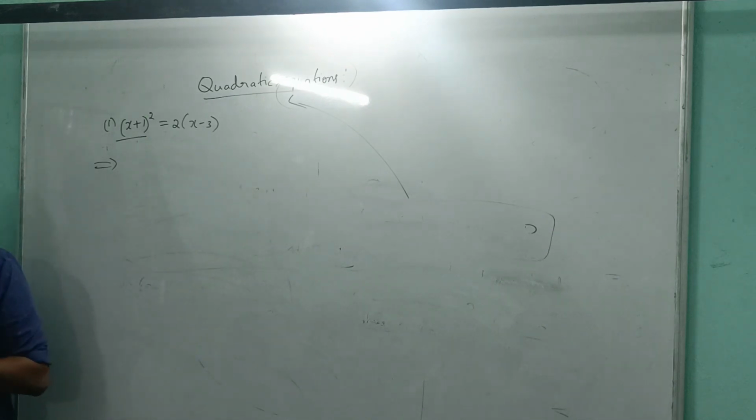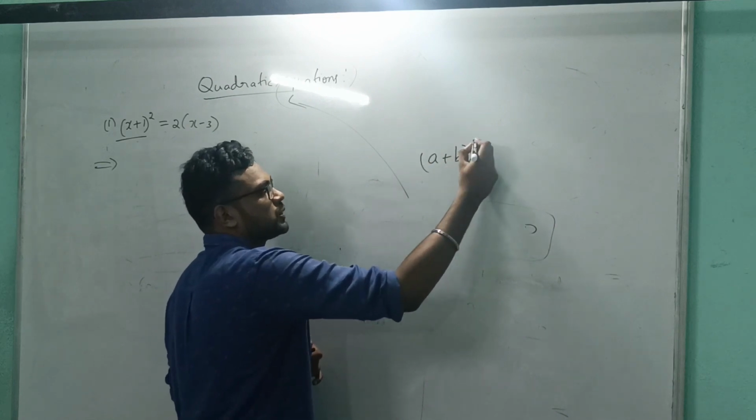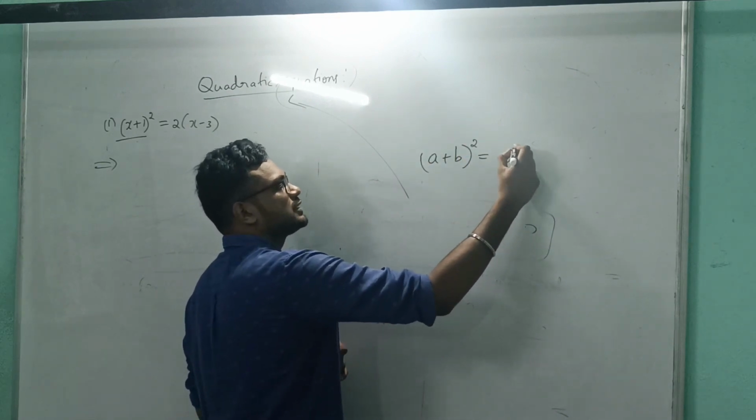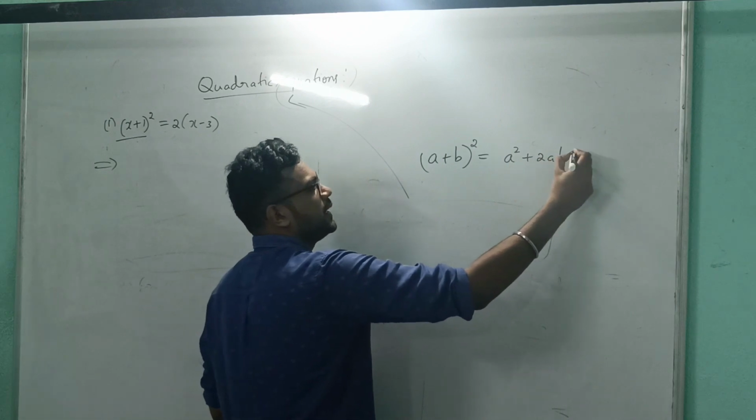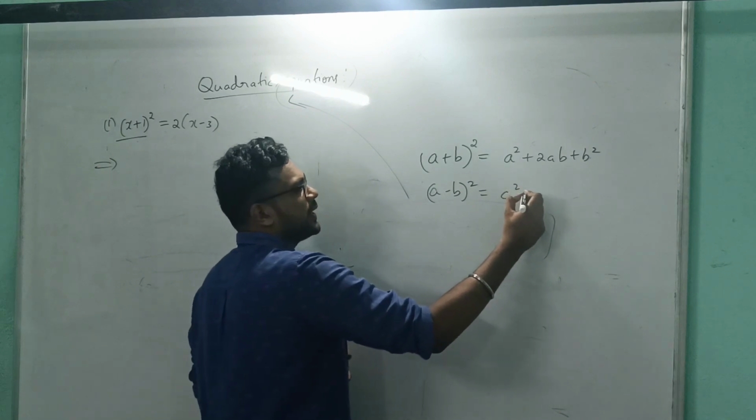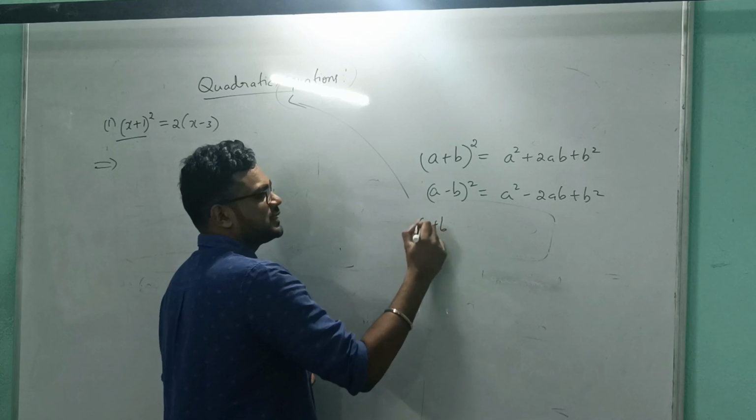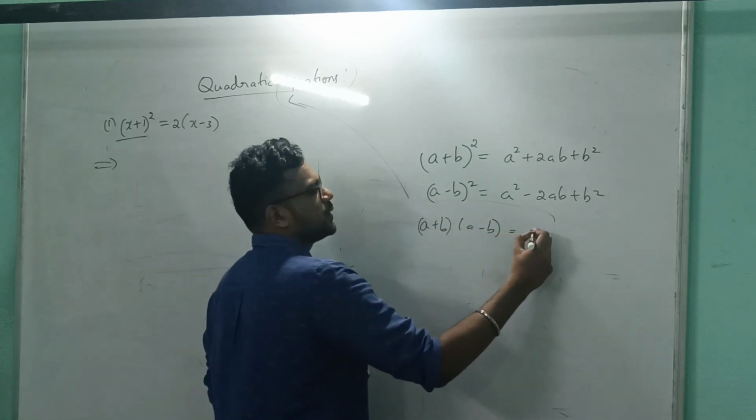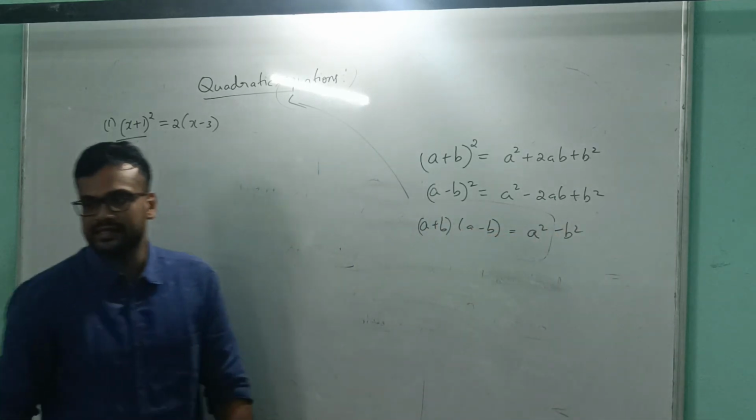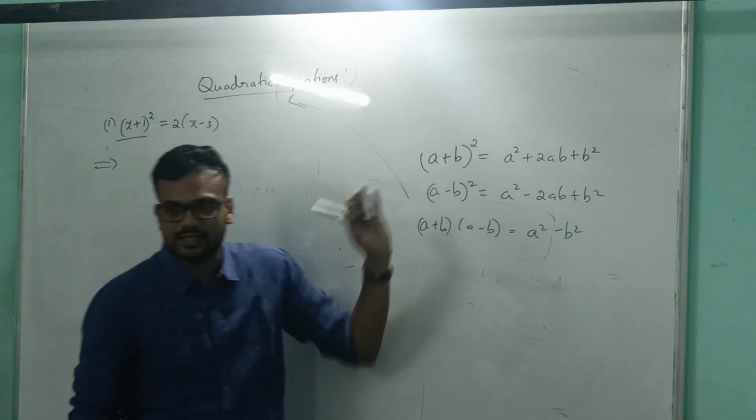These three formulas are very important in algebra. Without these three formulas, you cannot solve anything. I'll write down those three formulas. If you don't know, just write them down. One is (a plus b) whole square, which is a square plus 2ab plus b square. The other one is (a minus b) whole square, which is a square minus 2ab plus b square. The last one is (a plus b) into (a minus b), which is equal to a square minus b square. These are the three most important formulas. Without these, you can't even touch algebra.